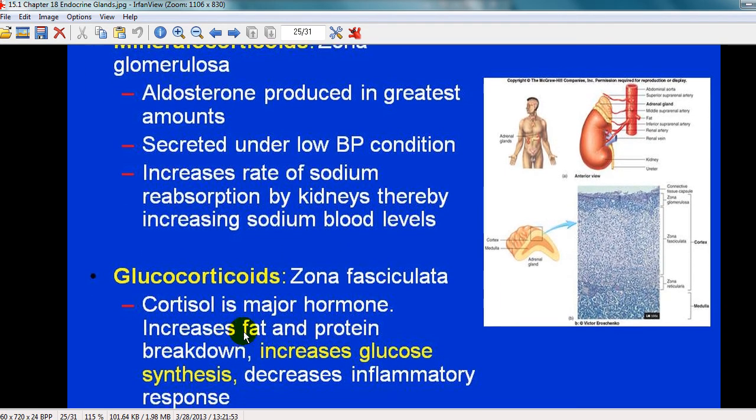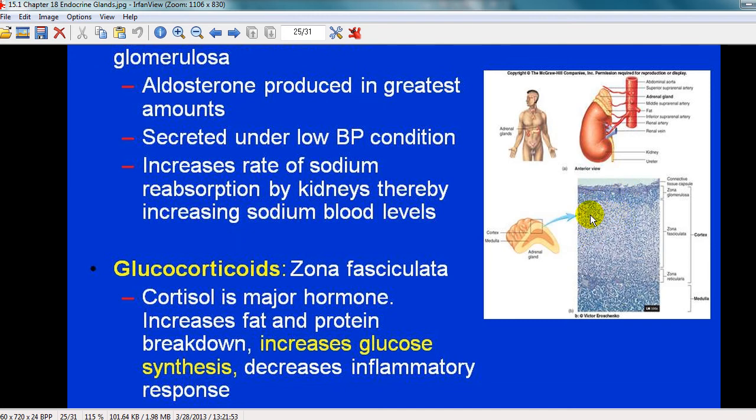The layer just beneath that, or the layer that we see right here, is the vertical arrangement of cells, and that's going to be the zona fasciculata. It's going to respond in production of steroid hormones by producing glucocorticoids, like cortisol.